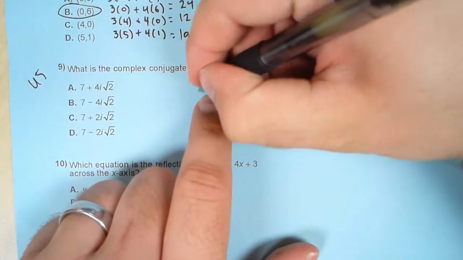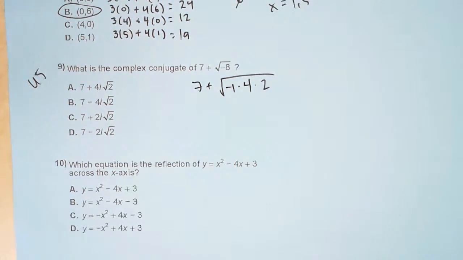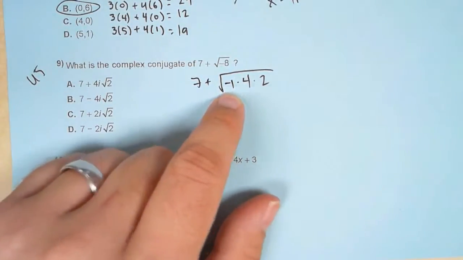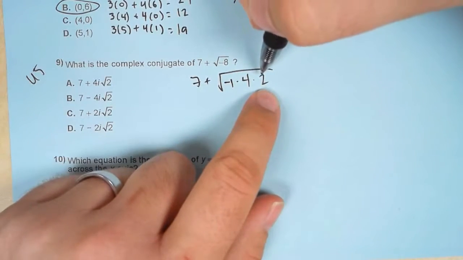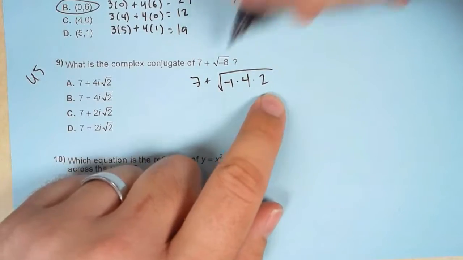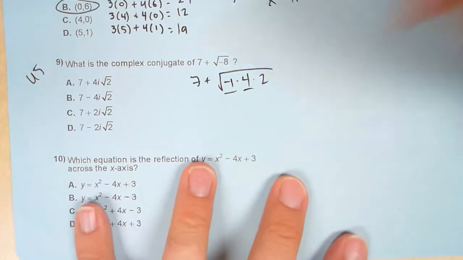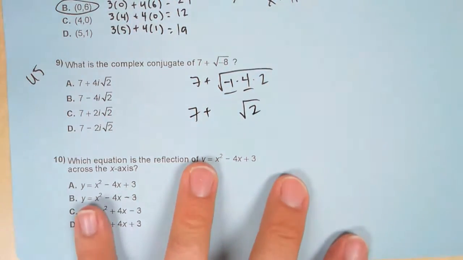So I know that I can write negative 8 as negative 1 times 4 times 2. Why did I pick these numbers? Well, I picked negative 1 because we need to get rid of the negative sign. 4 times 2, because 4 is a perfect square and 2 is the other number I have to multiply a perfect square by to get 8. So the square root of negative 1 we can do, the square root of 4 we can do, the square root of 2 we can't, so we're going to have 7 plus the square root of 2 on the inside.